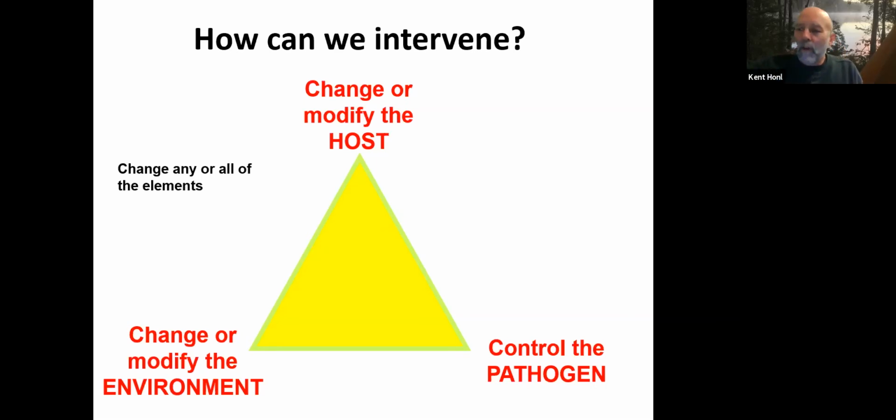Or within the realm of cultural practices, can you change or modify the environment, like using mulch or proper irrigation, a whole host of those things. So you can change any or all of those elements within that triangle. And we don't have to think about it as the disease triangle. You can put the emphasis on the health triangle. If you're managing the environment and the host, there's probably less you're going to have to do with controlling pathogens. So look at it holistically in that regard.